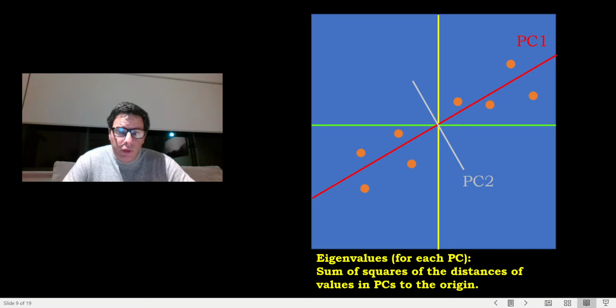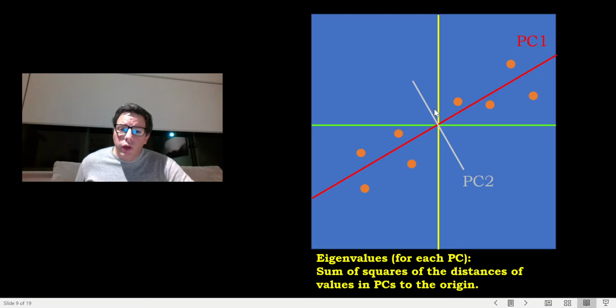So when we add the squares of those values, that is the eigenvalue of principal component 1. And we do the same for principal component 2, but we need to project all these observations to principal component 2. So this one goes here, this one goes there, this one goes there, and so on and so forth.